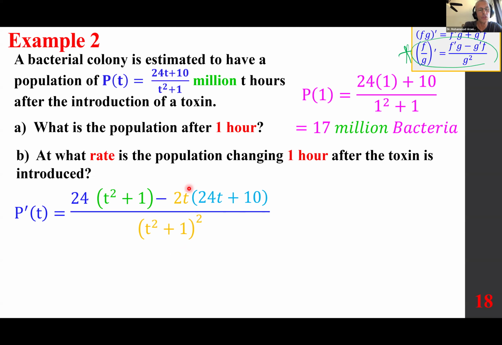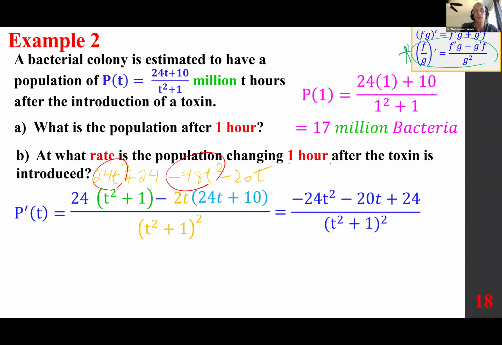So we are going to distribute. We get 24t squared plus 24 minus 48t squared minus 20t. These two add up to negative 24t squared. We write the rest of them.